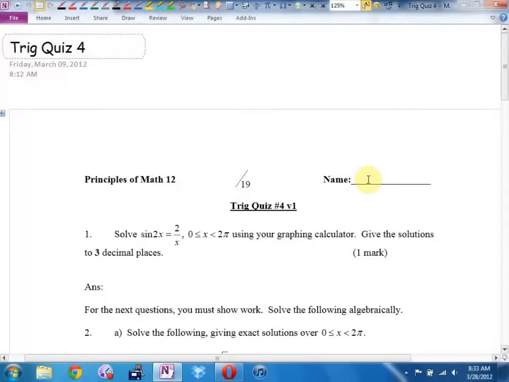Here we go. Number 1 says solve using your graphing calculator. Now, just a quick reminder, even if they hadn't said using my graphing calculator, how would I know? Well, on the test, this will be a multiple choice question, and the answers will all be decimals. Also, I got a sine and I got an x not inside a trig function. You can't solve that without calculus.